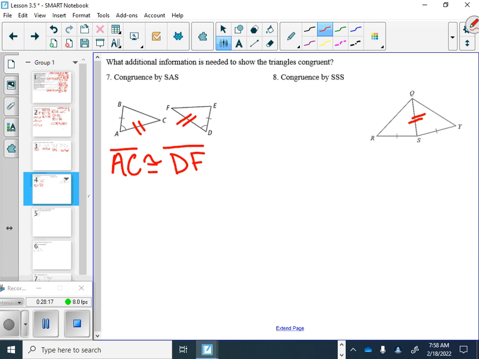And that'll become more obvious as we practice. QS is the same for both triangles. So QS is congruent to itself. So I'm supposed to know that. And like I said, with practice, you'll be able to recognize that really easily. So QS is congruent to itself.